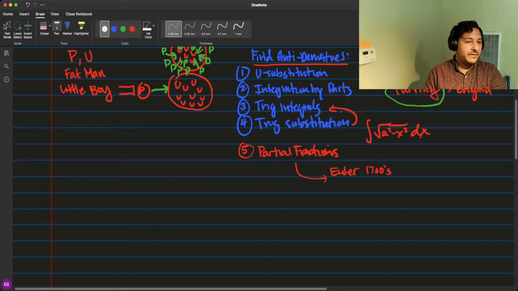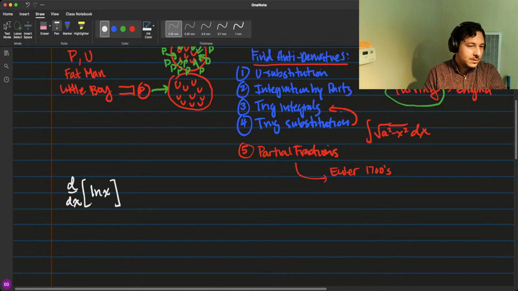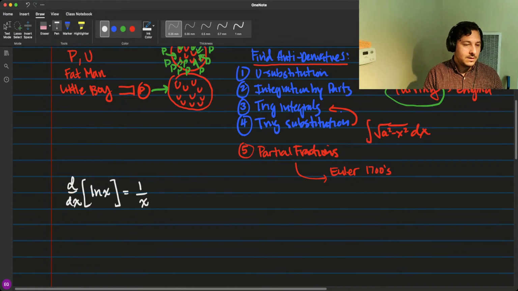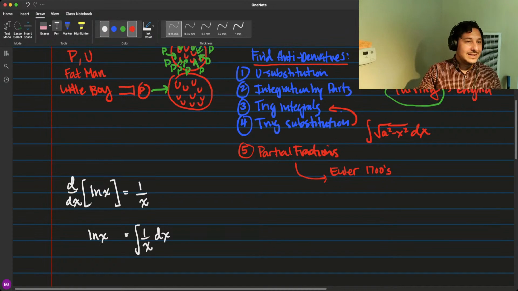It comes from the fact that, what is the derivative of the natural logarithm? Yeah, 1 over x. Nice. Because the derivative of natural log is 1 over x, the antiderivative of 1 over x is the natural log.